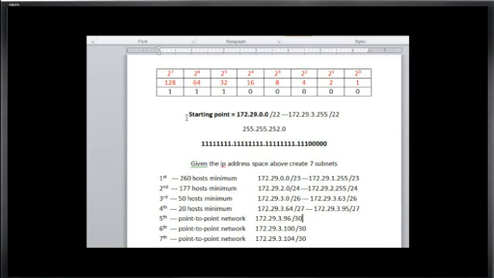But that's how you would start with this address space and create 7 different networks of variable sizes, one right after the other. And the key thing is to have the hosts and the address spaces not overlap. In other words, this can be a /23 because this address space does not overlap with this address space. This one begins where this one left off.